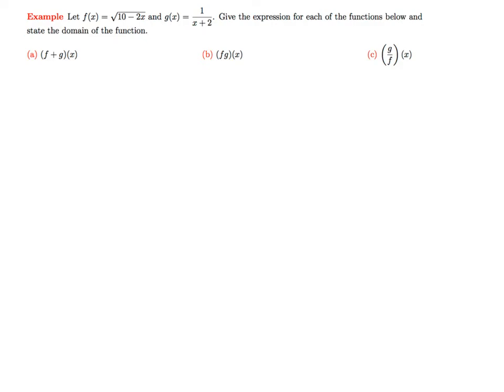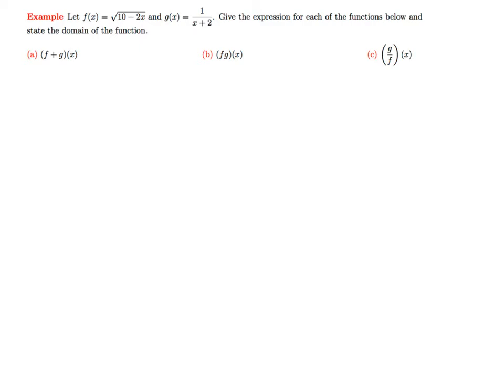In this example, we're going to take a look at the functions f, which is the square root of 10 minus 2x, and g, which is 1 over x plus 2, which we saw in the previous example, and think about how we can find the general expression when we combine these two functions, for example, when we add them in part A, and then think about what values of x we are able to plug into these different combinations of f and g.